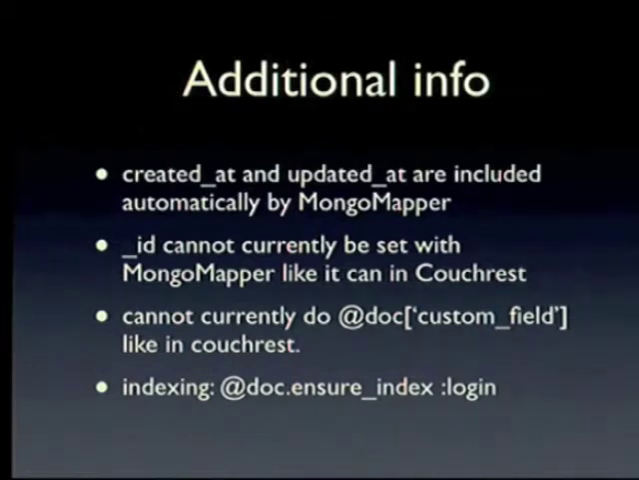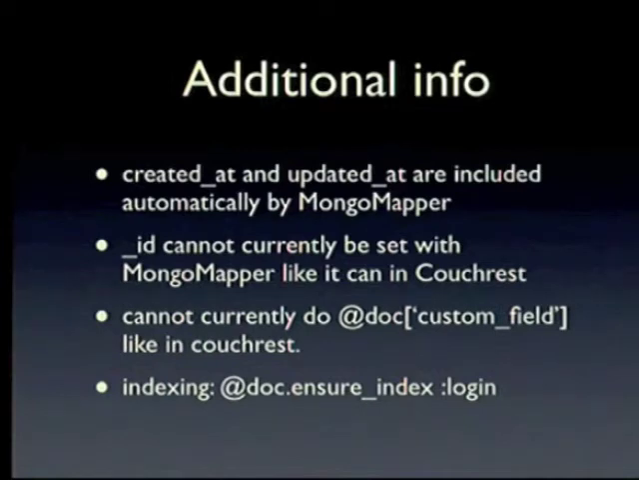ID cannot currently be set with MongoMapper like it can in CouchRest, which I kind of liked about CouchApp because you could set your IDs as routes themselves. You could set book / you know, Harry Potter. So you could actually have an app that wouldn't really have routes. It would just pull the ID and it would look like a route on your app, which is kind of a neat idea. But MongoMapper, you can't currently do that.